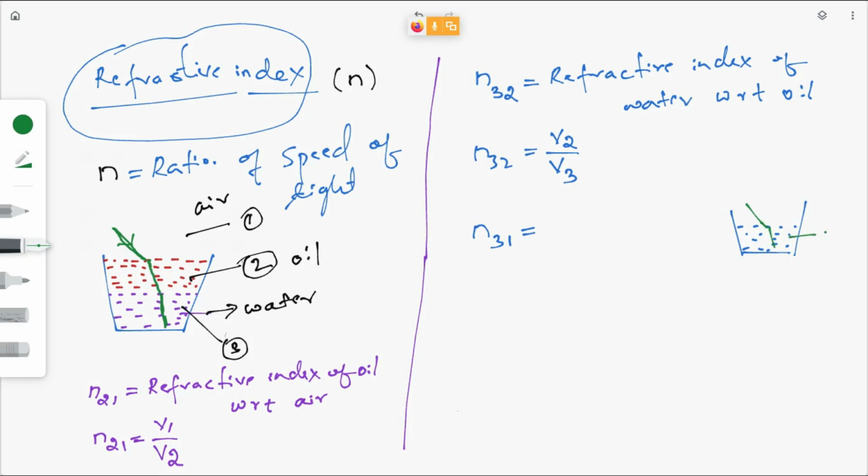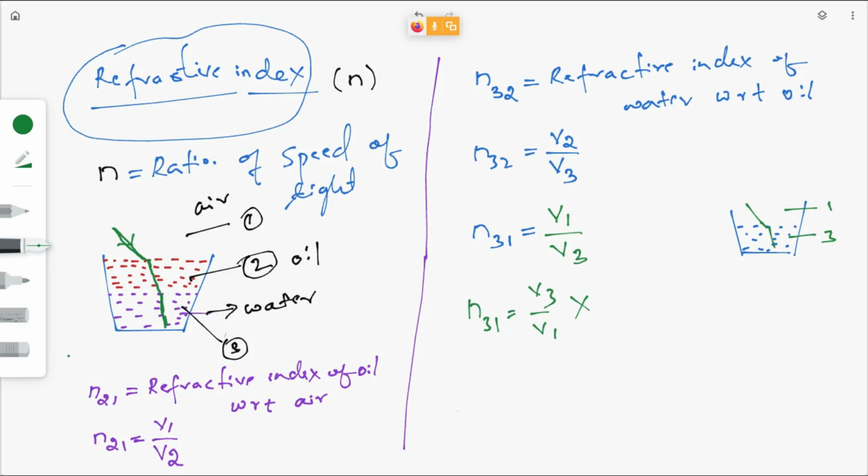So this is your medium 3 with respect to this. This is your medium 1. So here you can take speed of light in medium 1, speed of light in medium 3. That's it. n31 is what? Okay, because most of you guys, after all this explanation you will take n31 as v3 by v1. Okay, don't do that. n31 is not v3 by v1. n31 is v1 by v3.